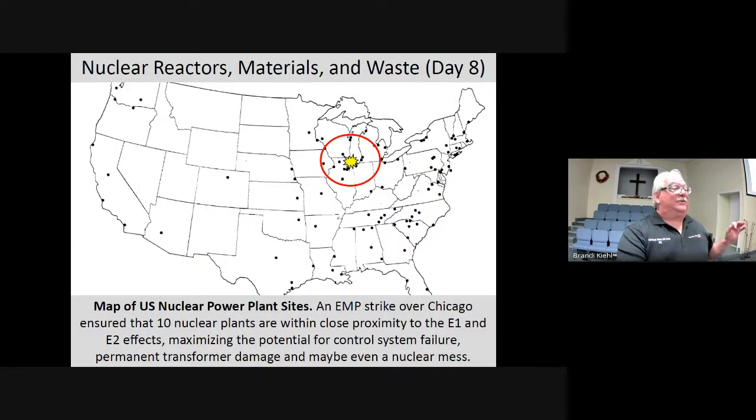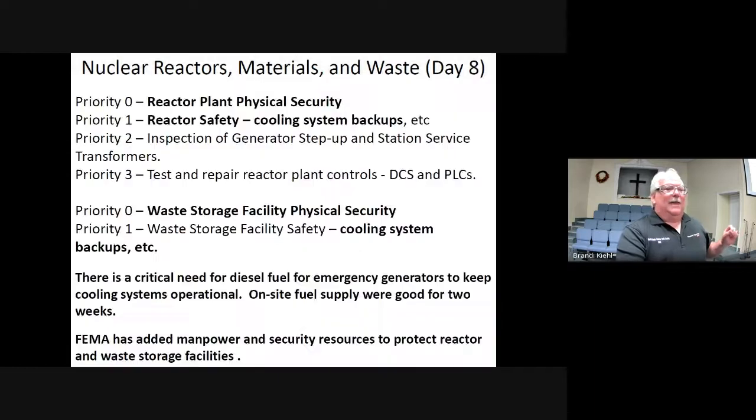Nuclear reactors. This is one of the fun ones. Again, there's Chicago. Look how many, there's 10 nuclear plants within close proximity. Okay. They are going to have problems. They're going to have control system, DCS and PLC problems, no doubt about it. Hopefully their control rod systems work well. The next problem for them, though, and this is the priority in a nuclear plant, is reactor plant physical security. There are guys with machine guns on duty. Those guys are going to be woken up. They're not going to be drinking coffee.